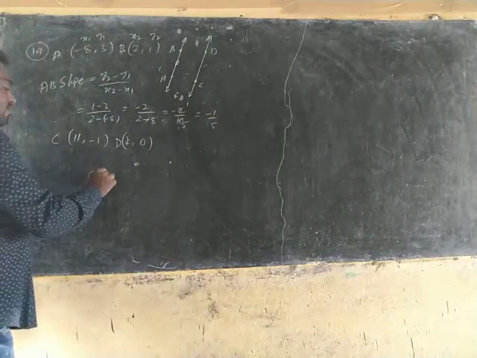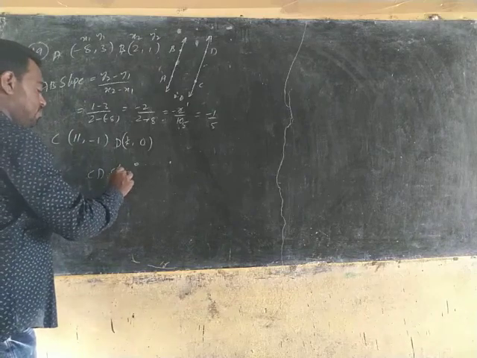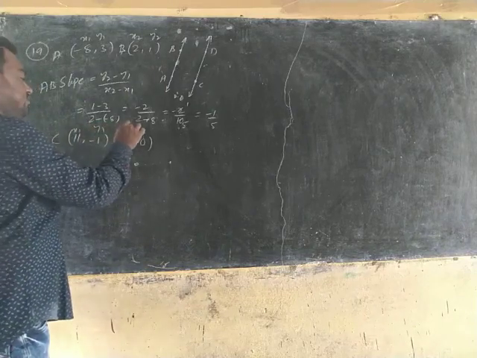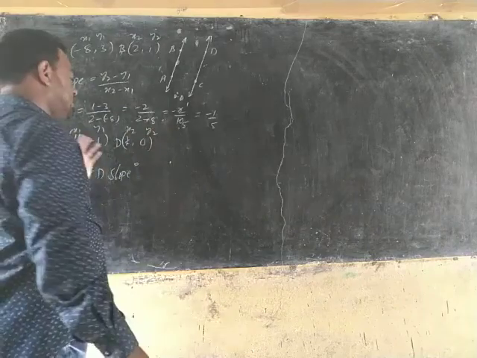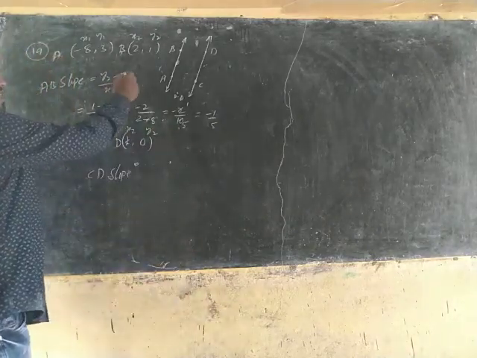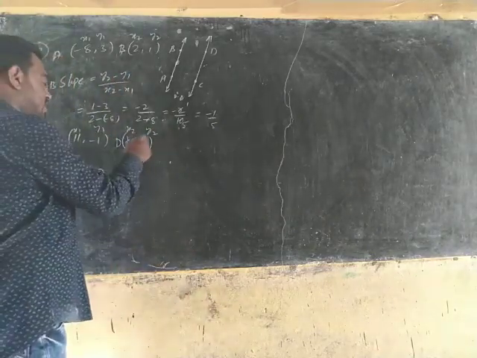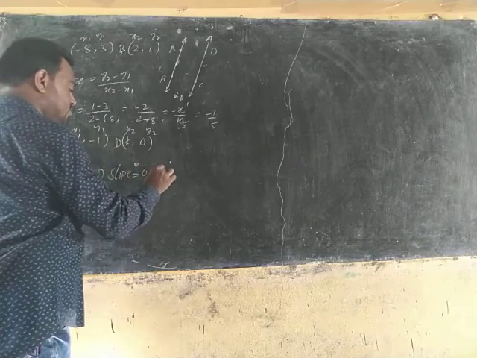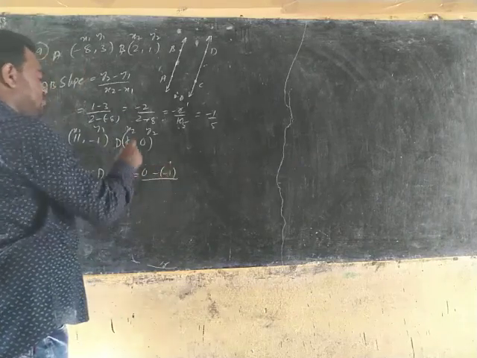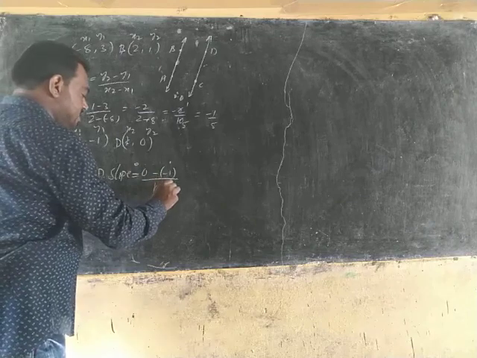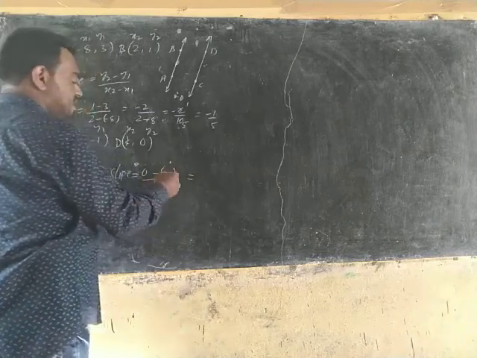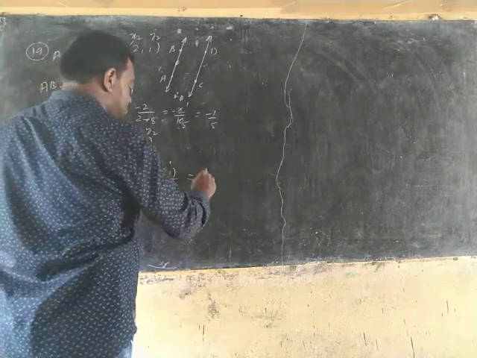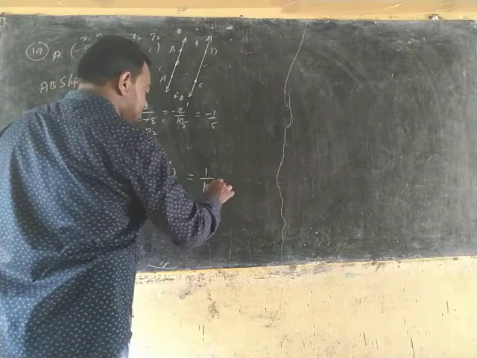Now we find the CD slope. This is x1 y1, x2 y2. Similarly you use the formula y2 minus y1 by x2 minus x1. y2 minus y1, 0 minus minus 1, by x2 minus x1, k minus 11. This is equal to minus minus plus 1, 0 plus 1 is 1, by k minus 11.